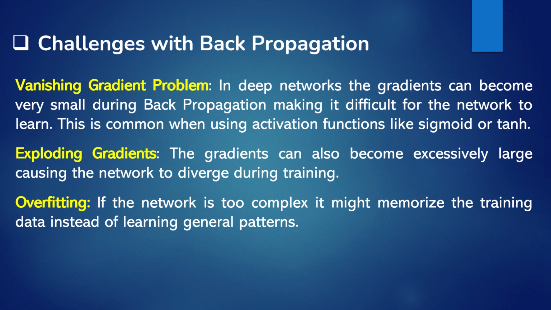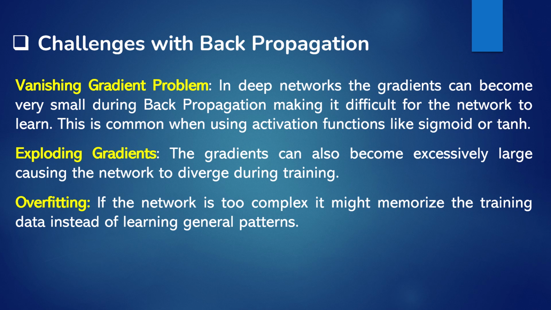Challenges with backpropagation. First one is the vanishing gradient problem. In a deep network, gradients can become very small during backpropagation, making it difficult for the network to learn. This is common when using activation functions like sigmoid. Gradients become very small in deep networks. Earlier layers learn very slowly or not at all.